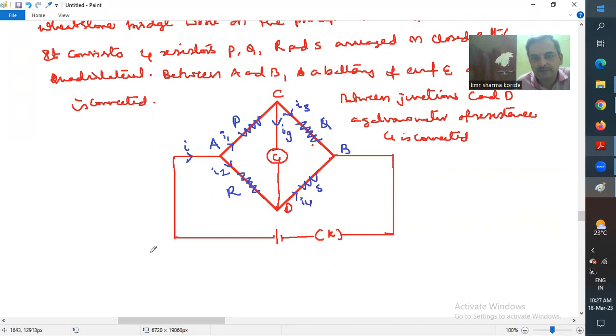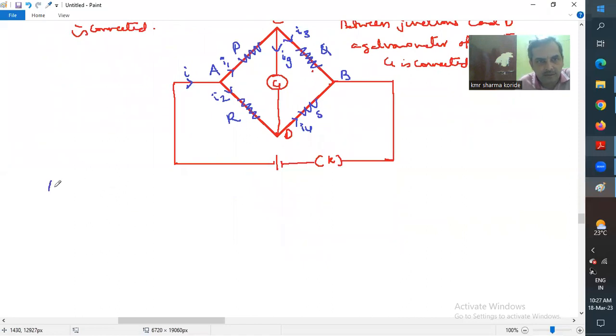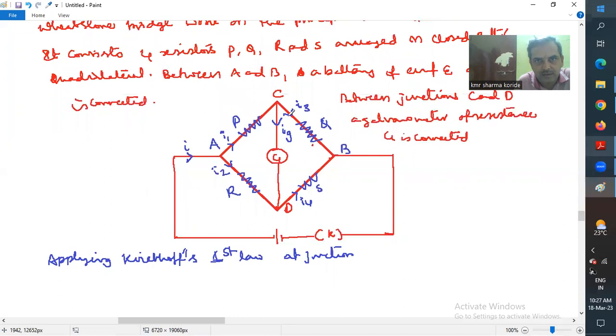Now applying Kirchhoff's first law at junction C. So I1 is the current flowing, that is equals to both I3 and Ig are flowing away. Call this equation 1.